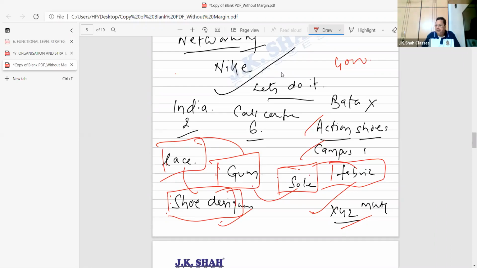And think of you. You are given a Nike shoe, and at the same time you are given an Action shoe. I think most of the time Indians, if they have money, will buy a Nike shoe. Maybe the Action shoe is more durable, but our mindset is such, students, that we feel Nike is better, and Nike sells. So what is Nike doing?